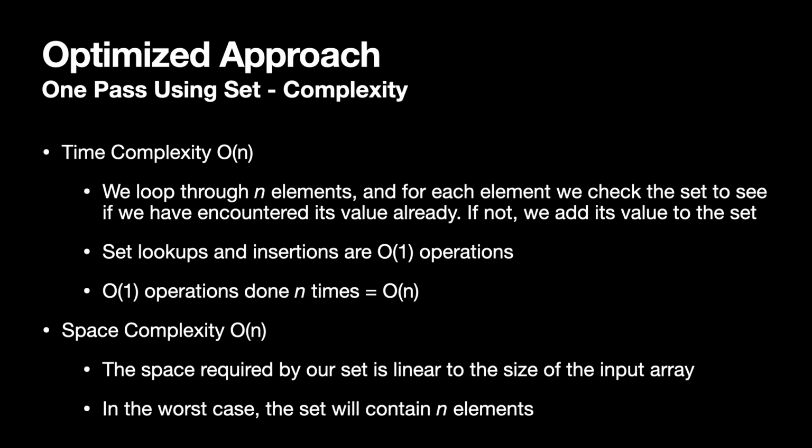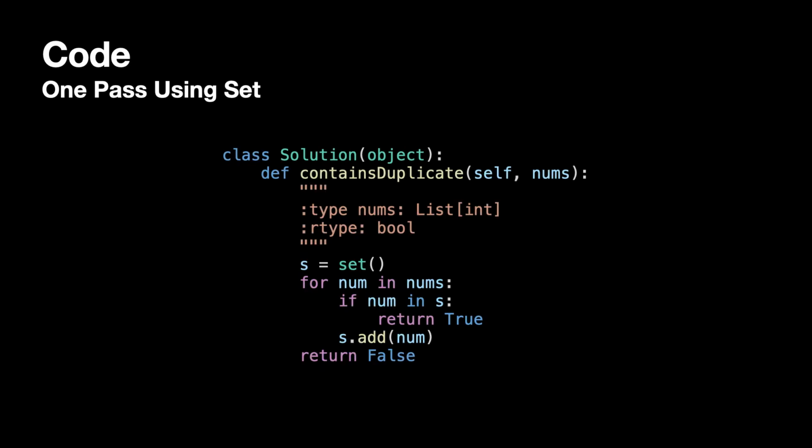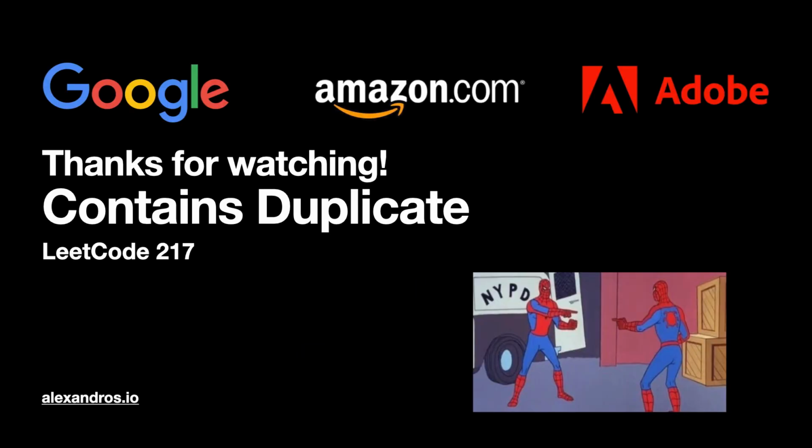Let's now look at a Python code solution using the optimized approach. We'll start by initializing our set, and then we'll start looping through the input array. For each element, we'll check whether the set contains its value, and if so, we'll return true. Otherwise, we will add the element to our set. Lastly, if we exit the loop, it means all the elements in the input array are distinct, and so we will return false. And that's it.